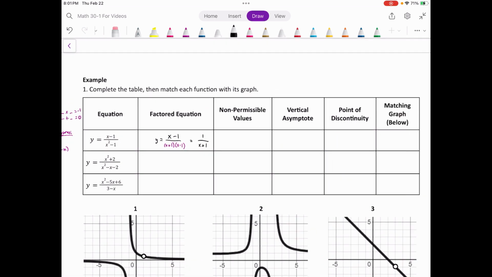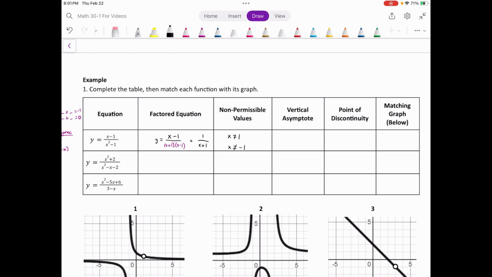So what are the non-permissible values? Well, we're dividing by x plus 1, so x cannot equal negative 1. And we're dividing by x minus 1, so x cannot equal 1, right? So x cannot equal 1, x cannot equal negative 1. Otherwise, we're dividing by 0.